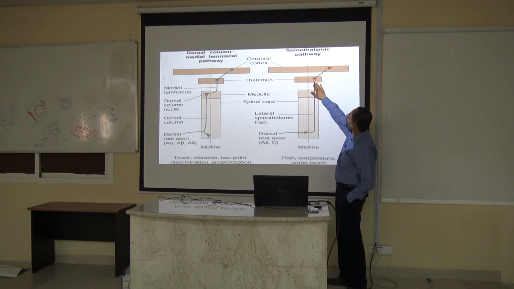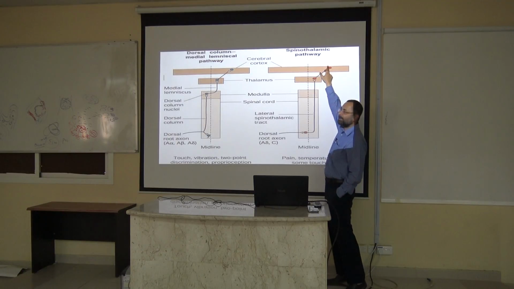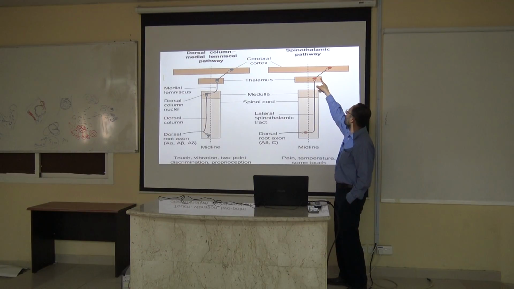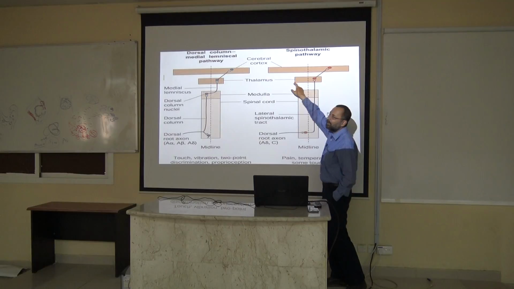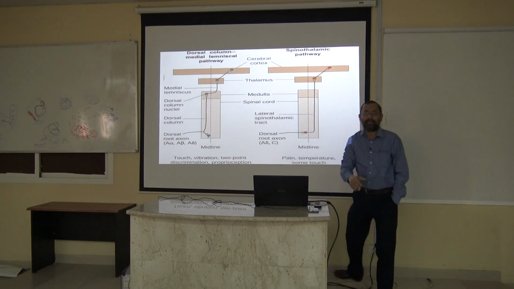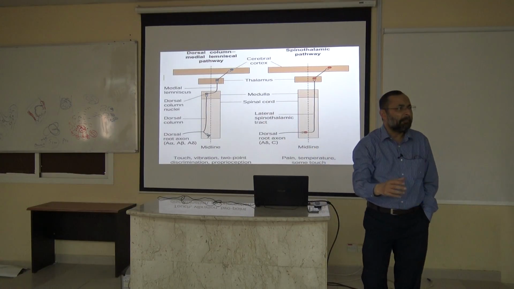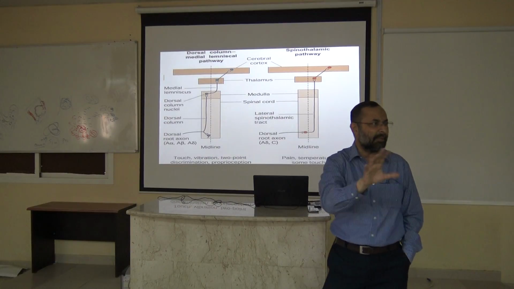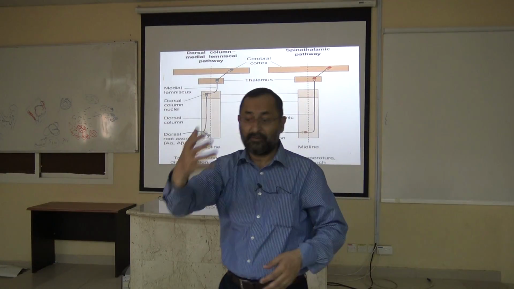sometimes in the spinothalamic pathway, after that, from here, it does not go to higher centers or the higher area, but it may go at the same level in some other areas of the brain. Maybe in the midbrain, maybe in the pons, maybe in the medulla. It does not go. Some of the fibers don't go.